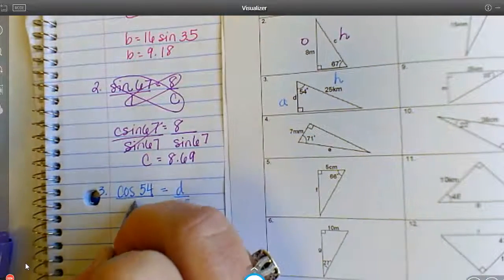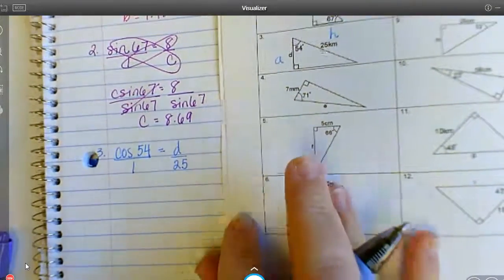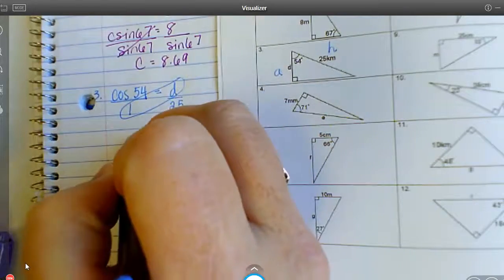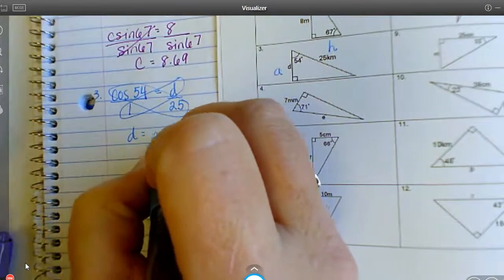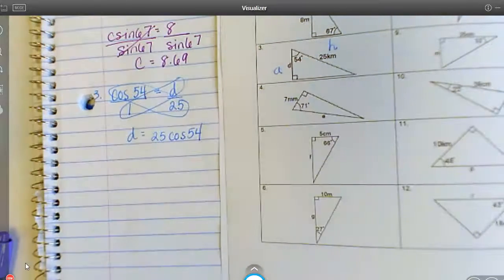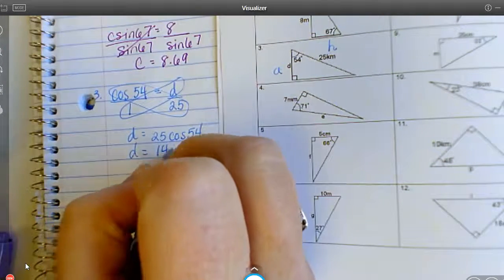Put that cosine over 1, cross multiply. Is it going to be a multiplying problem or a dividing problem? Well, let's see, 1 times D is D. 25 times that. Remember, never multiply the number and the angle. It's always separate, and the number just comes in front. So it's a multiplying problem because D is already by itself. So 25 cosine 54. And we get 14.69.